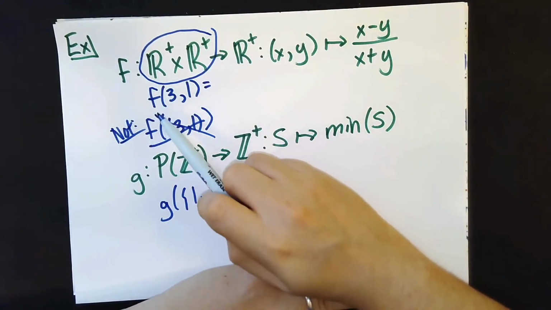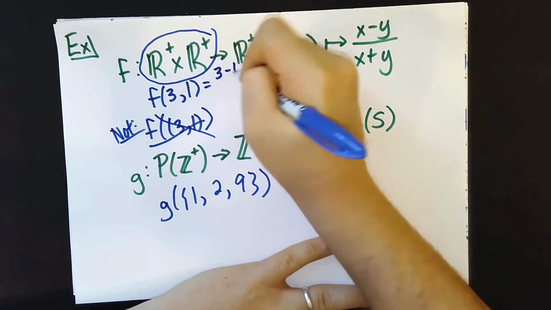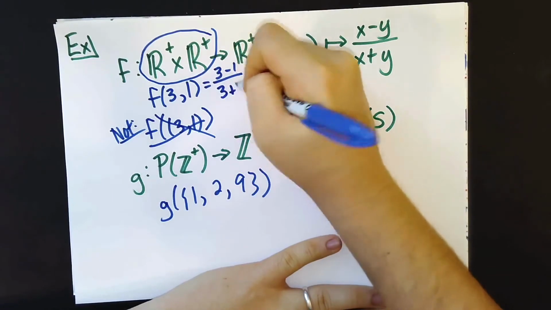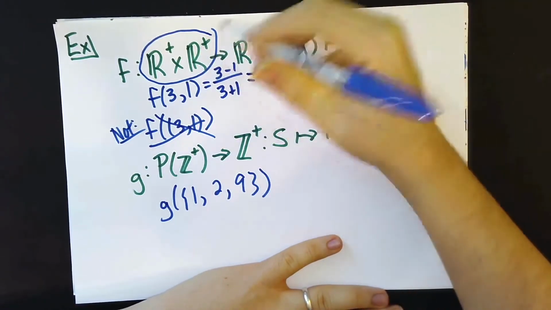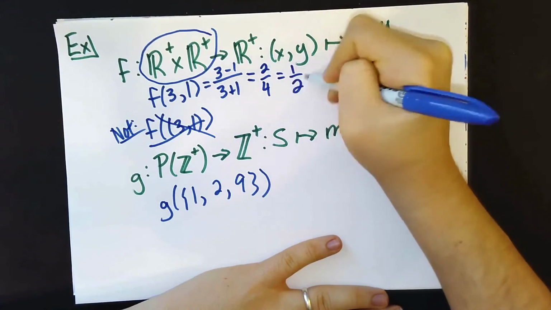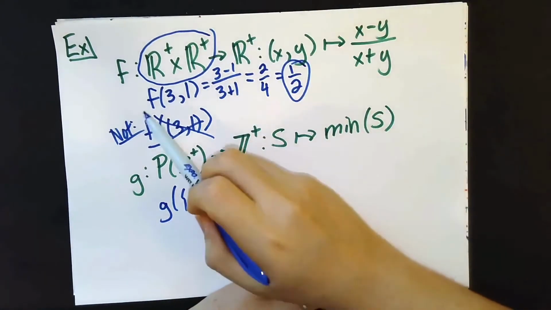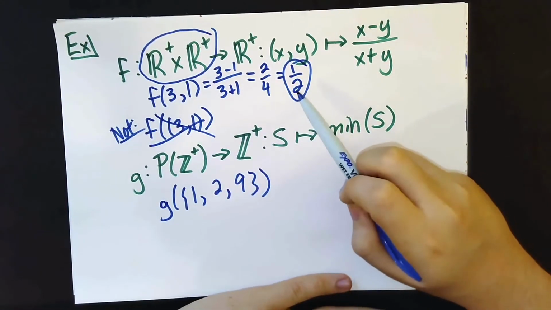So what is f of 3, 1 here? Well, that should be 3 minus 1 over 3 plus 1, which will be 2/4, which is the same thing as 1/2. Note, again, there is no problem here with what I've written down.